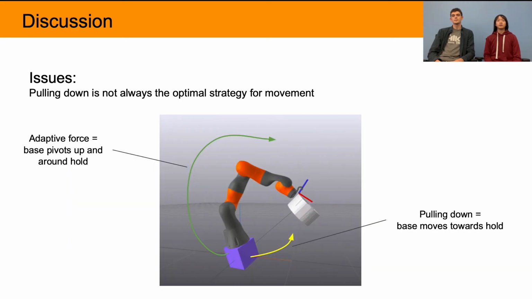Another issue with our approach is that pulling down is not always the optimal strategy for movement. When rock climbing, it is often advantageous to push on the hold to pivot your center of mass upwards, which our system currently doesn't do.